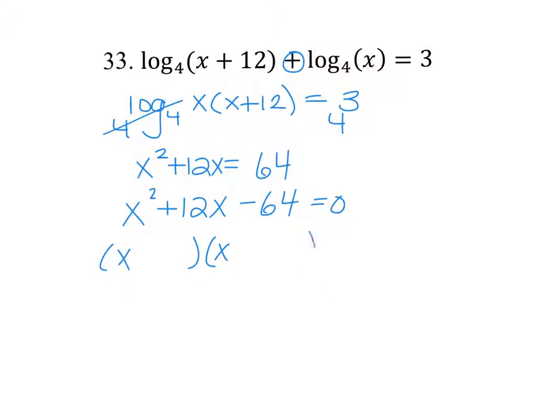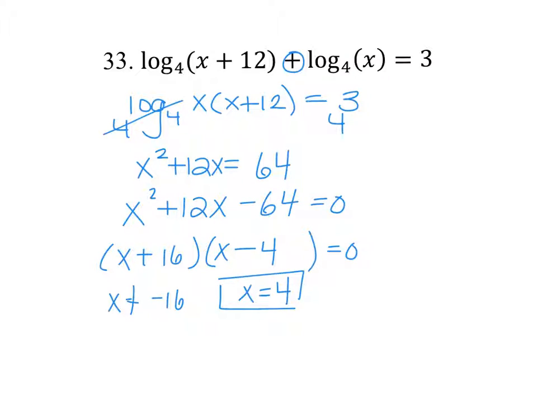So now I need factors of 64 that make 12. 16 and 4. So positive 16 and -4. So x is -16 and x is 4. It's a logarithmic function. x cannot be negative, so x is 4.